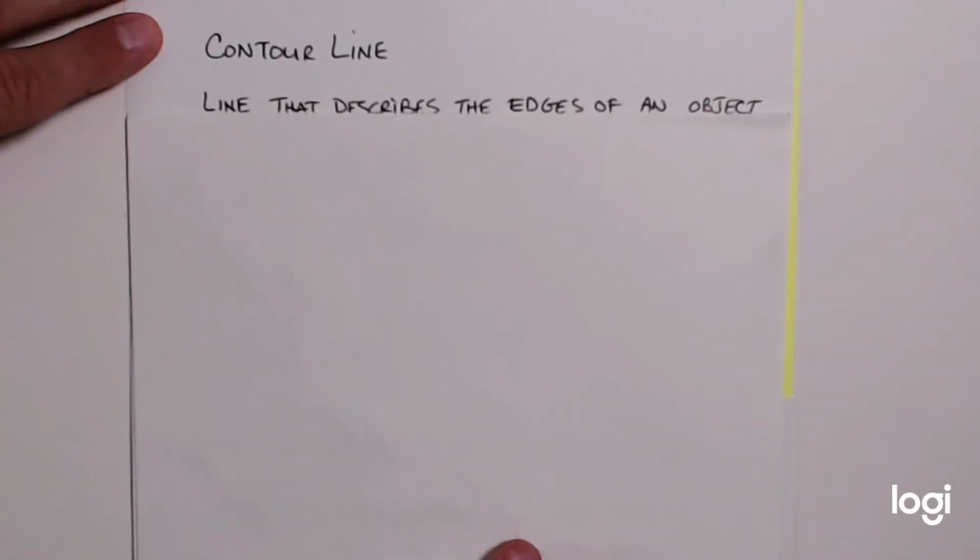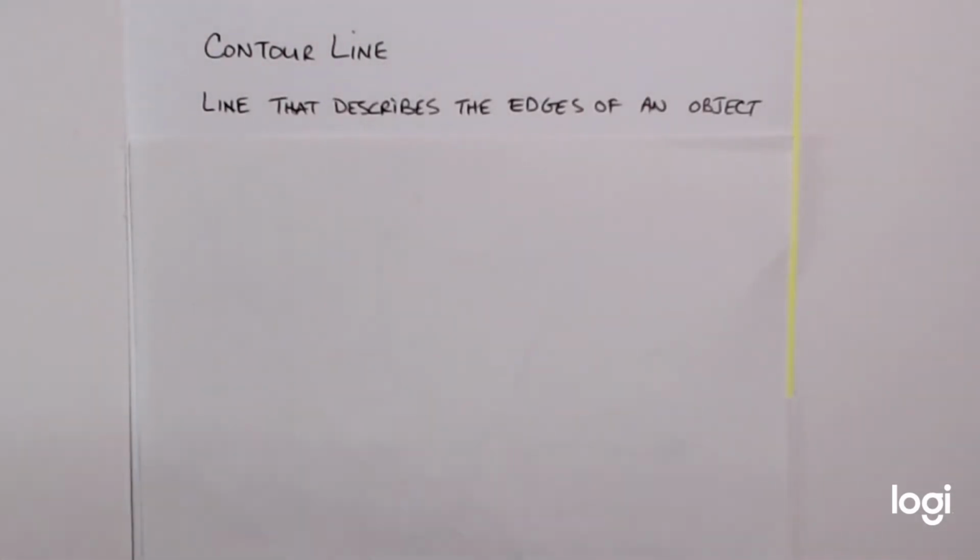What is contour line? Contour line can best be described as a line that describes the edge of an object. So if you could take a moment, jot that down in your notes, preferably in your sketchbook. Contour line. It's a line that describes the edges of an object or form.